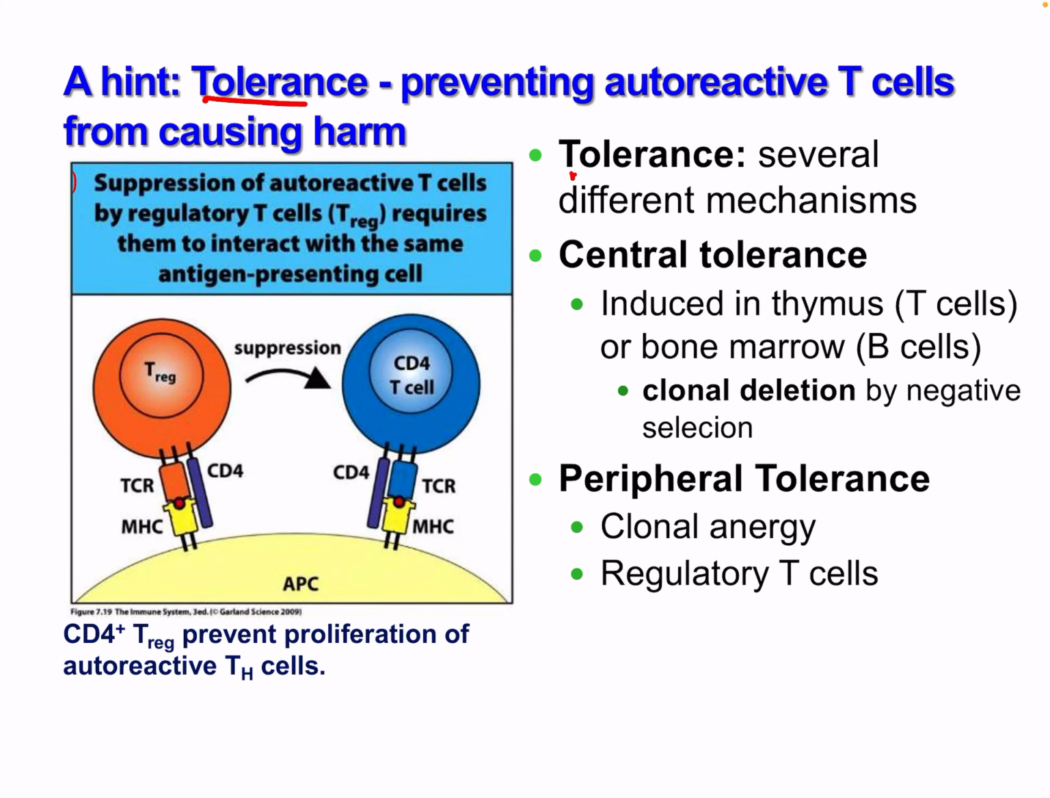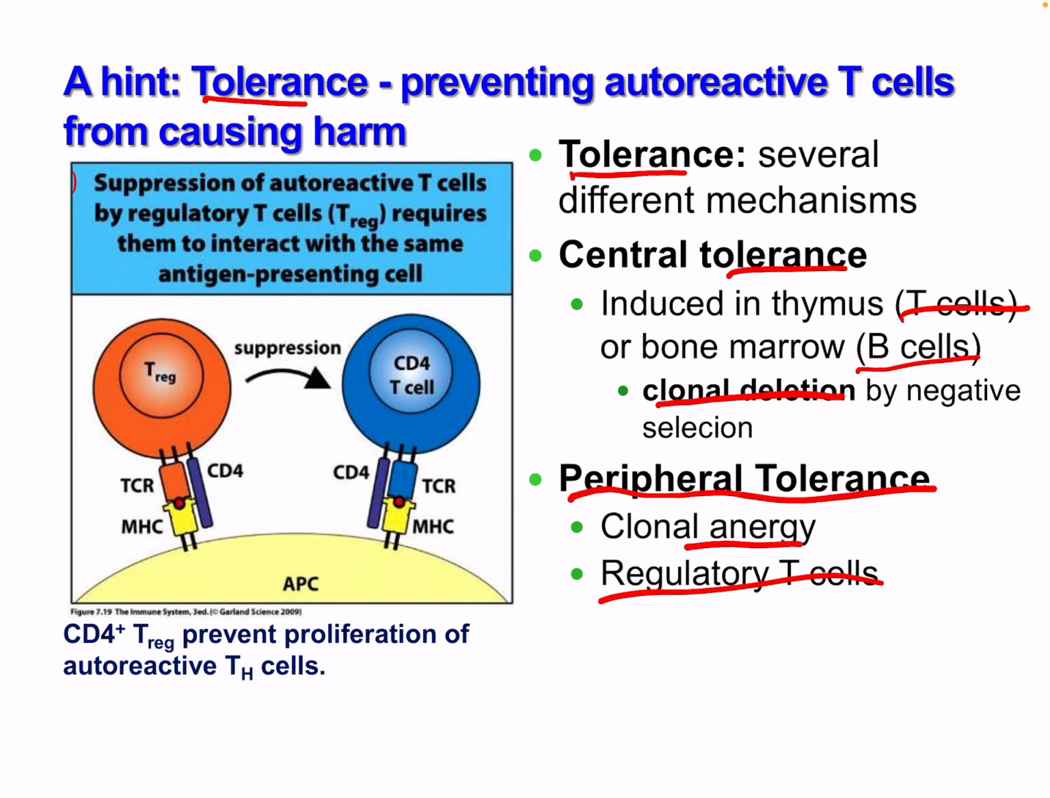So tolerance occurs through several different mechanisms. There's central tolerance, which is induced in the thymus for T cells, or in the bone marrow for B cells. An example is clonal deletion by negative selection. We also have peripheral tolerance, which we talked about, including clonal anergy and our Tregs, or regulatory T cells.